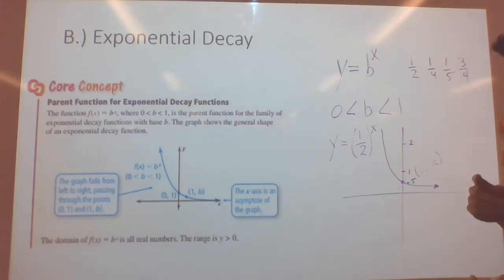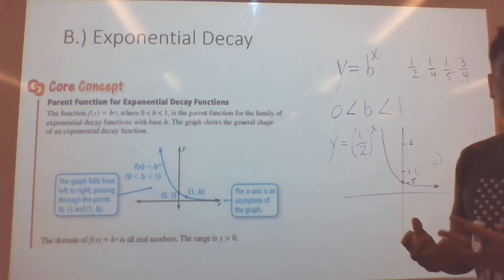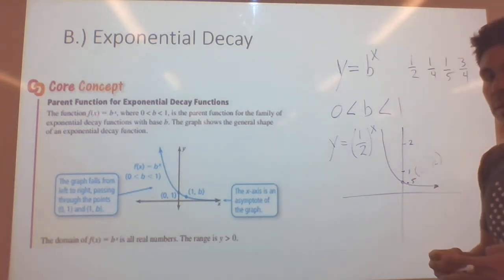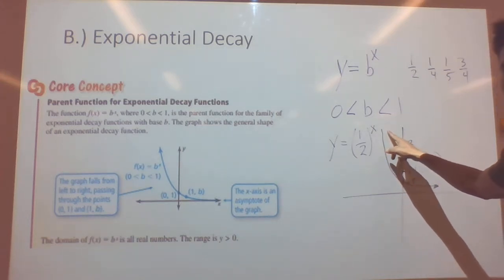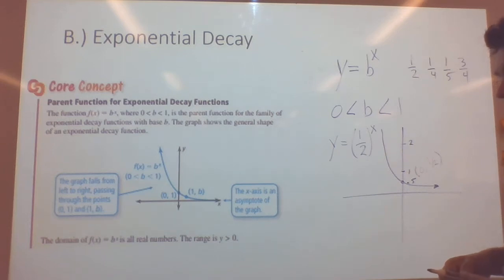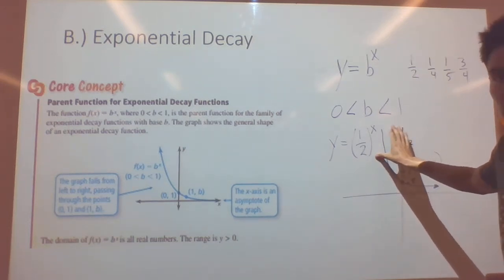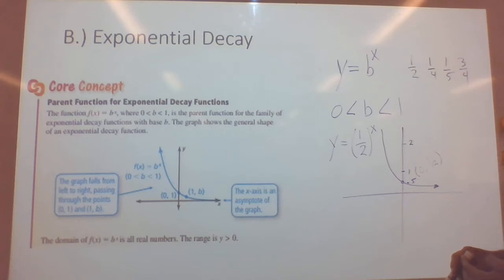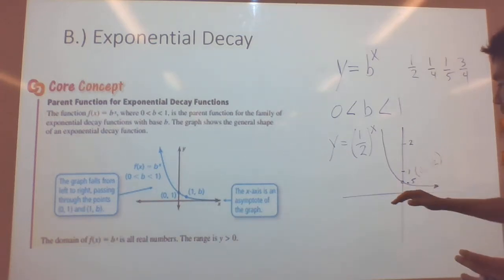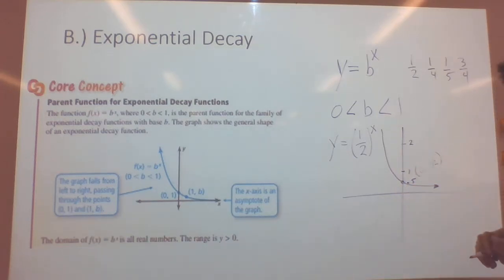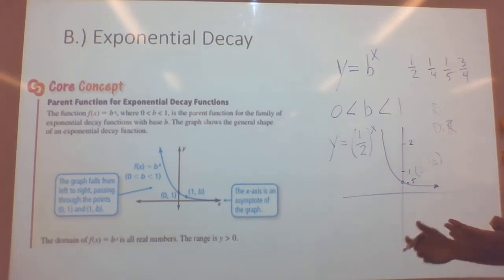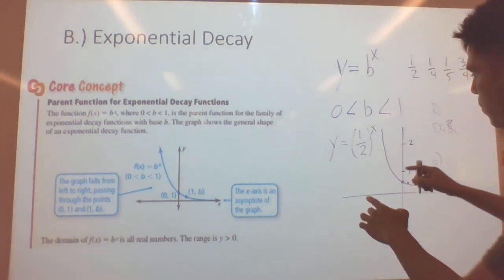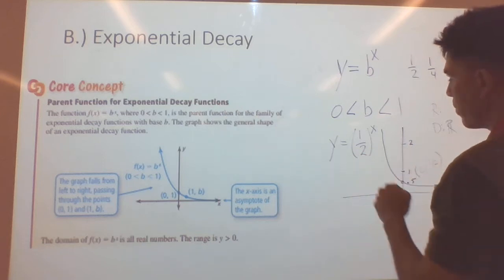And so here it says the range is going to be, oh, I guess I did forget to mention the domain and range for the first one. For the previous one, because we're going to go forever to the left and forever to the right, the domain is going to be all real numbers for exponential functions. So for both exponential decay and growth, the domain is all real numbers, because the graph goes forever to the left and to the right for infinity.